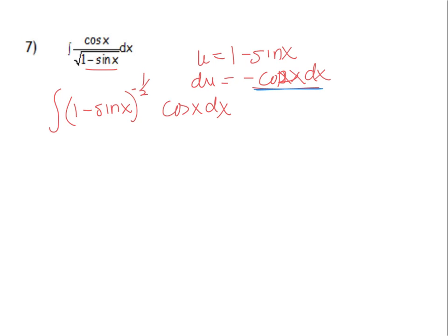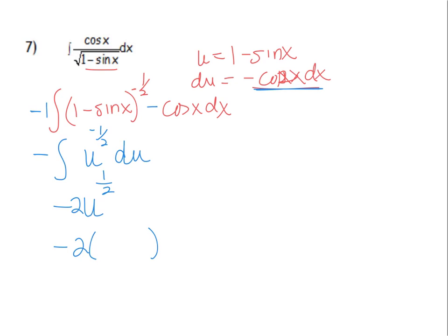All right, so that's my du, so that needs to be negative, and so does that. I'm going to rewrite it, so I'm not even skipping that step. So this will be u to the negative 1/2 du, right? And then I'm going to integrate. So I have negative, and then add 1, so this is 1/2, and then 2. So this will be negative 2 u, which is 1 minus sine x, to the 1/2 plus c. And there you have it.